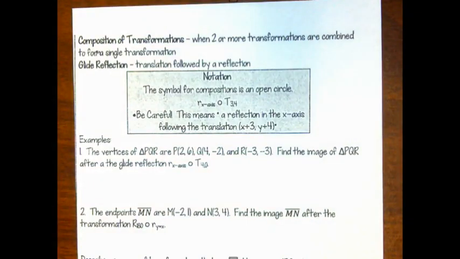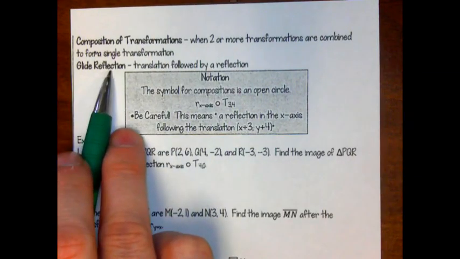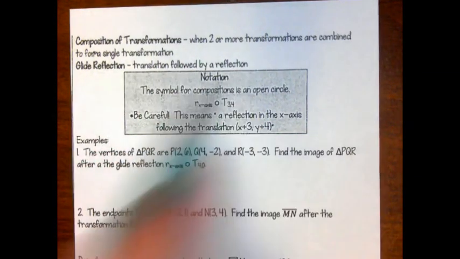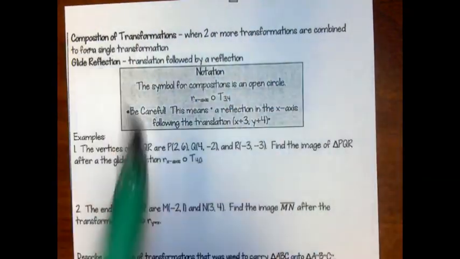So it's when we have multiple transformations, and this could be two of the same kind of transformation, like two translations, or it could be a rotation and dilation, or any other combination of transformations. But a particular one that we want to highlight here is the glide reflection, which is a translation followed by a reflection. So it moves like gliding, and then it reflects.